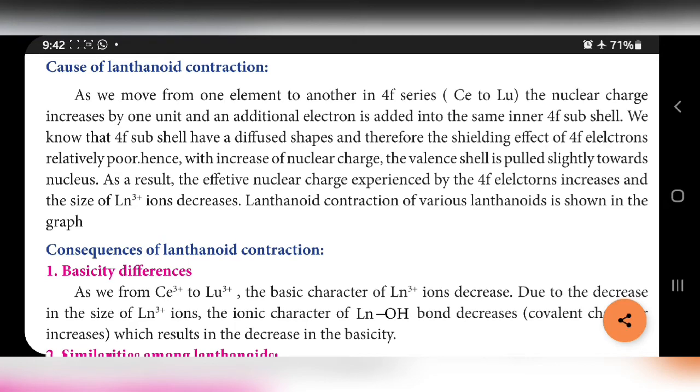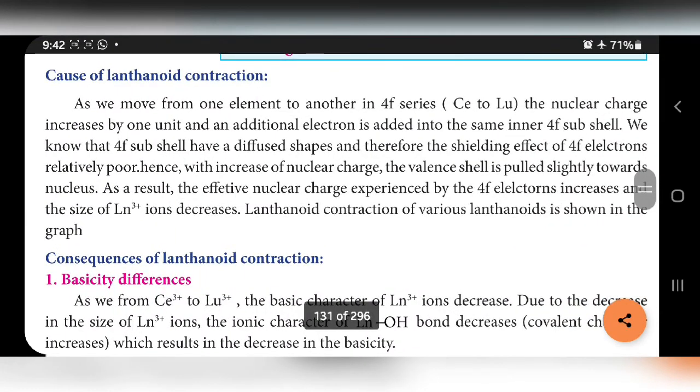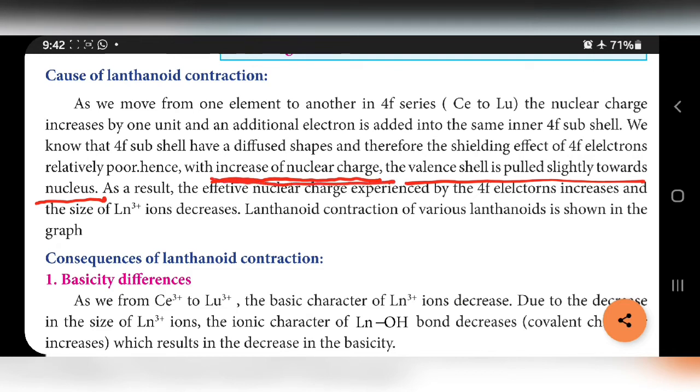So with increased nuclear charge, the valence shell is pulled slightly towards the nucleus, because nuclear charge increases and shielding is poor. Poor shielding means attraction is more. Attraction is more means the nucleus pulls the electron powerfully. That means the effective nuclear charge experienced by the 4f electron increases, so the size of the lanthanide ion decreases. So the lanthanide contraction of various lanthanides is shown in the above graph.